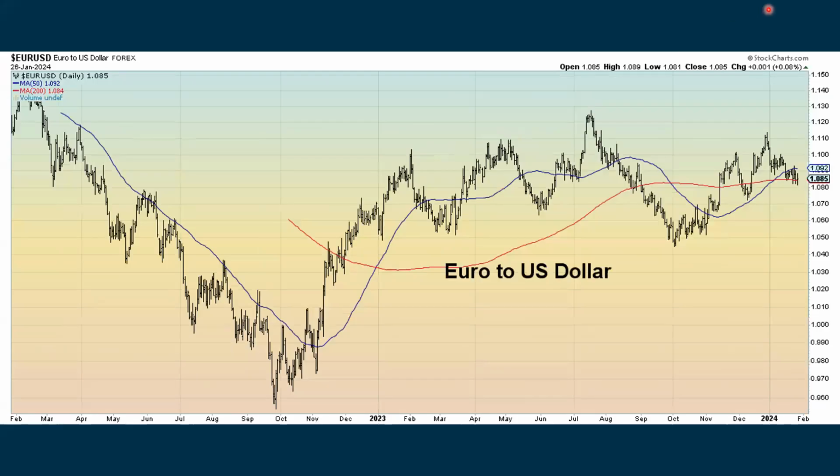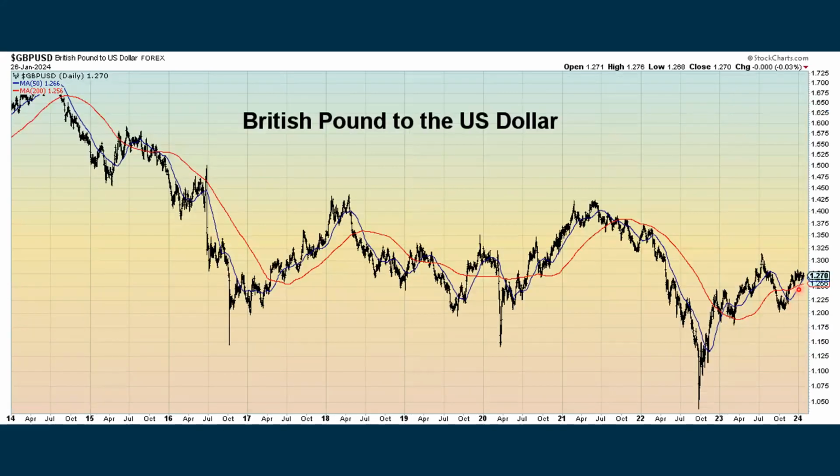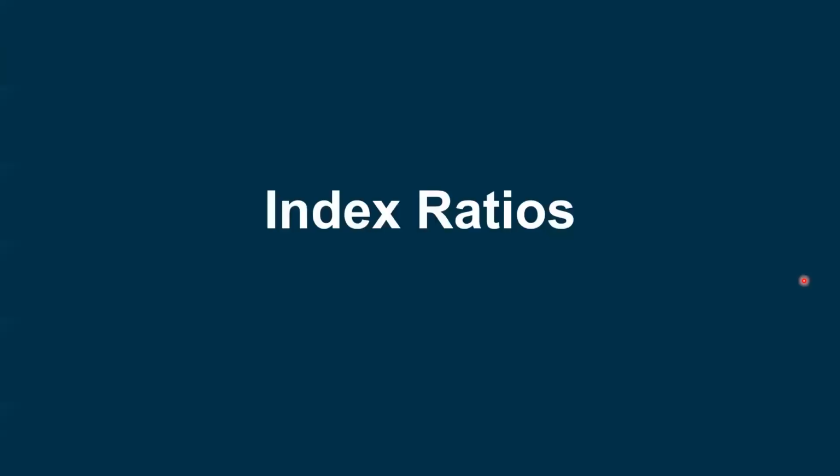And here is the euro to the dollar, where we're starting to see a golden cross generated right after the beginning of 2024, even though the euro's been falling back and pretty much going sideways. The yen continues to be in a downtrend when compared to the dollar. The British pound continues to be in an uptrend compared to the dollar, but it has been chopping sideways.